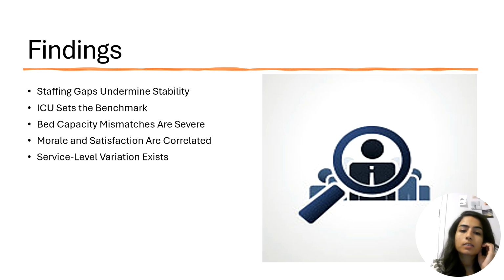Next, the hospital faces a significant bed capacity mismatch. Emergency and ICU departments often operate with fewer available beds than the number of patients admitted, which contributes to delay and overcrowding and stress on both the staff and patients. Our fourth finding is that morale and satisfaction are connected, and the trend shows in both the line chart earlier and the scatter plot here. When morale drops, patient satisfaction drops with it. This highlights the need for supportive staffing policies.